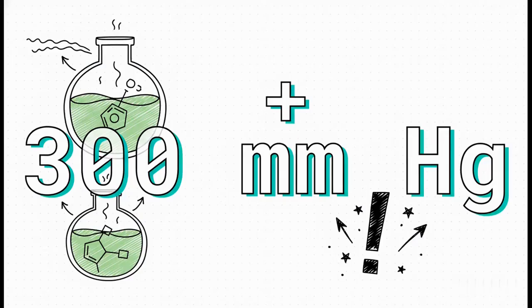That's it. And when we run through those numbers, we find that the partial pressure of benzene is 200 millimeters of mercury, and for toluene, it's 100. Add them up, and you get a total vapor pressure for our solution of 300 millimeters of mercury. See? The model works beautifully.